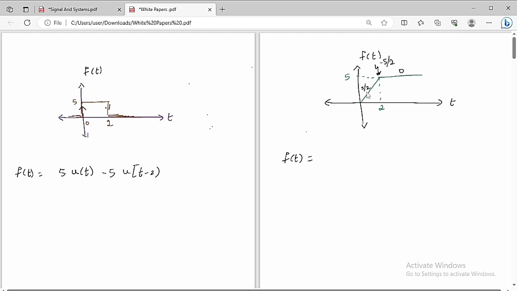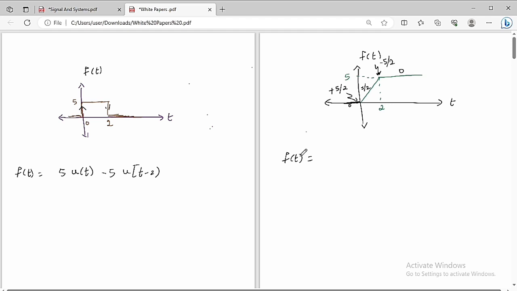So for 5 by 2, if we add minus 5 by 2, then only it is going to become 0. But here the slope is 0. Here the slope is 0. So here, how much you have to add? 5 by 2. So this is a zero slope, it's a 5 by 2 slope, and this is a zero slope. So at this instant, we have to add 5 by 2 to 0 in order to get the 5 by 2. Similarly, here we have to add minus 5 by 2 to 5 by 2 in order to make it 0.